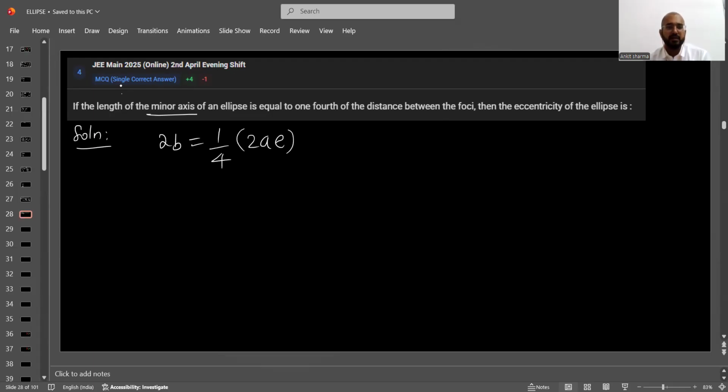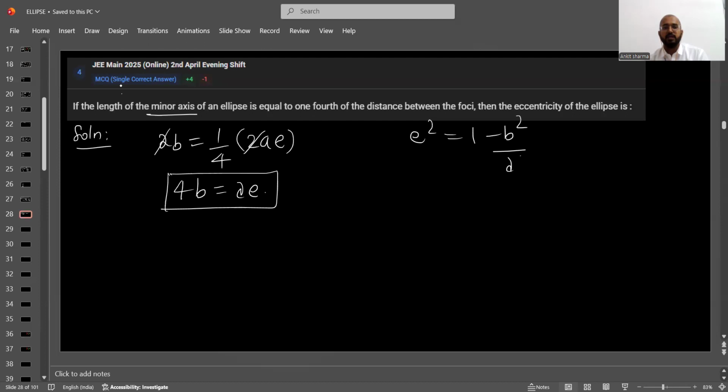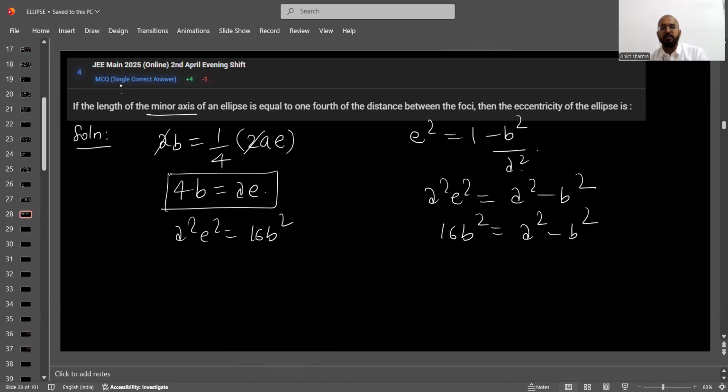So we want the eccentricity of the ellipse. So this relation we have. From here we get this 2 getting cancelled and then 4B is equal to AE. Now we know eccentricity of ellipse is what? E square is equal to 1 minus B square over A square. So here we can get A square E square is equal to A square minus B square. So A square E square will be 16B square. So we can plug in here. So 16B square is equal to A square minus B square, means I get 17B square is equal to A square.